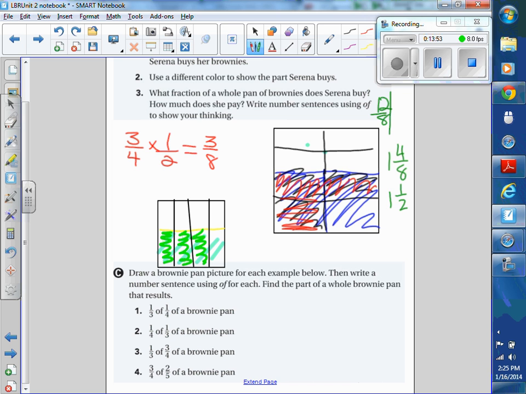Could be $1.50 for each. So $1.50 for each square, right? For each 8th, but she bought 3. Each rectangle. And she bought 3 of them. So each one of these costs $1.50, and you have 3 of them. So $1, $2, $3, and then add the 50 cents, and you get $4.50. Good job.